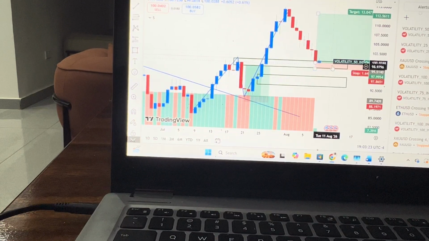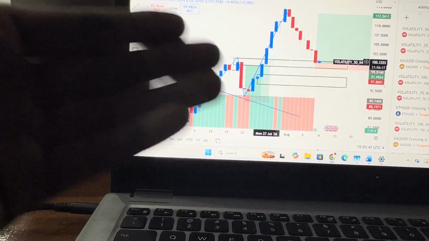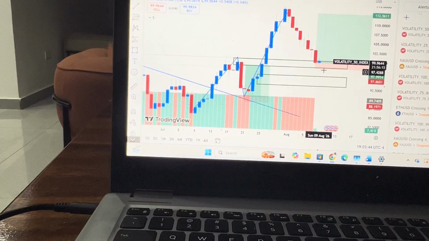And after marking my demand zone, of course, that's what always happens. The market changes. Everyone knows that. When the structure changes, the last supply zone becomes the demand zone. That's why I entered here, and I'm expecting the price to bounce and make another new all-time high.